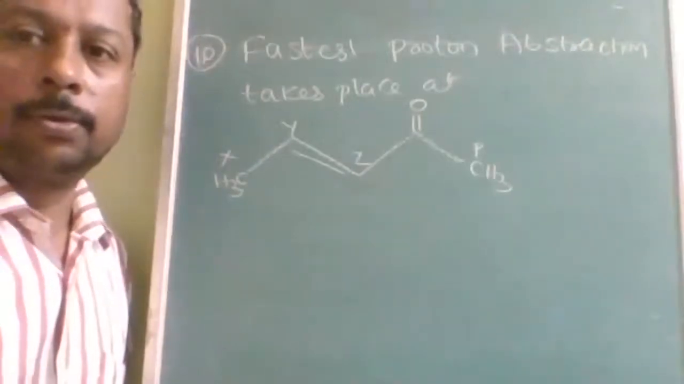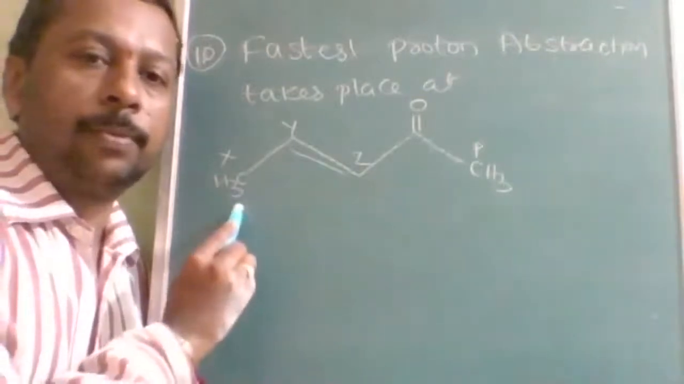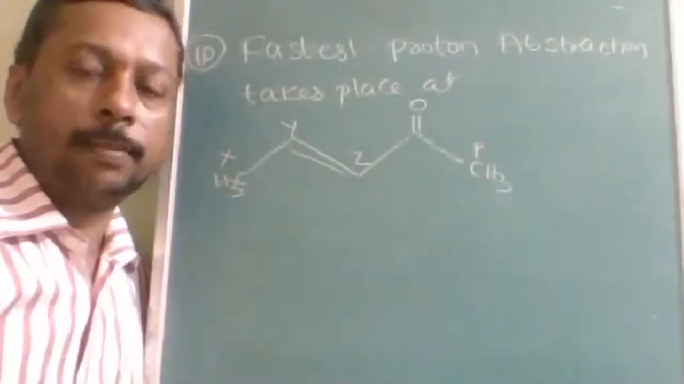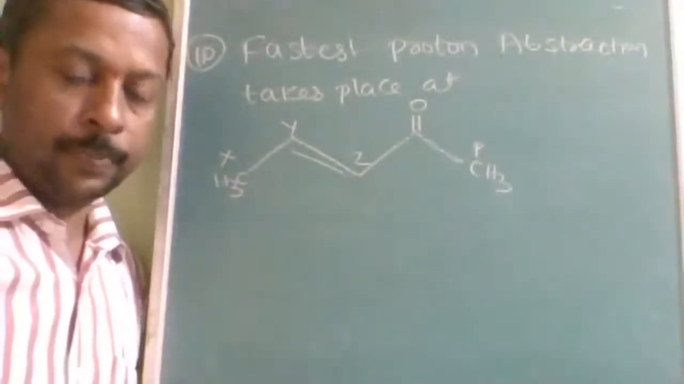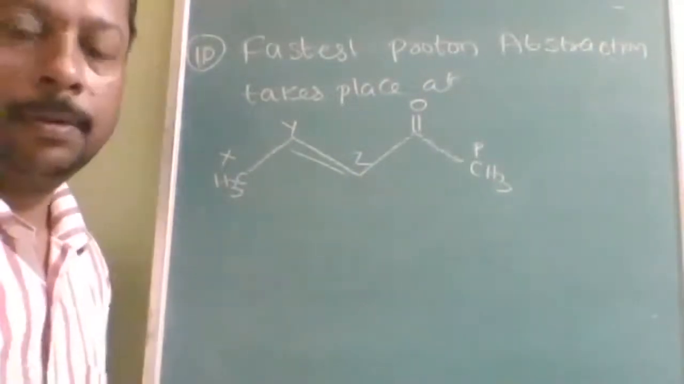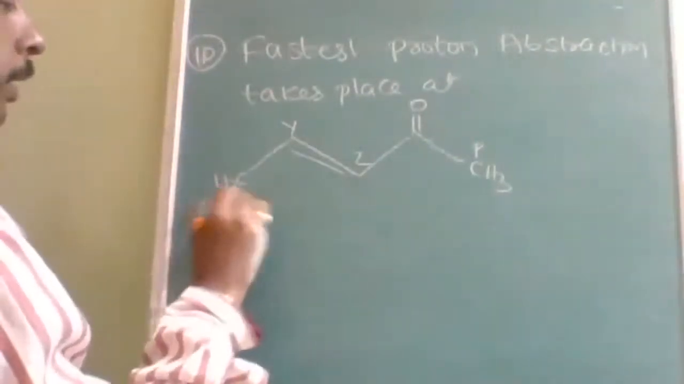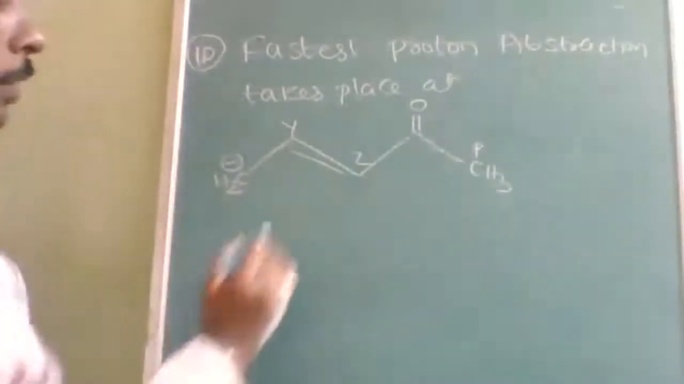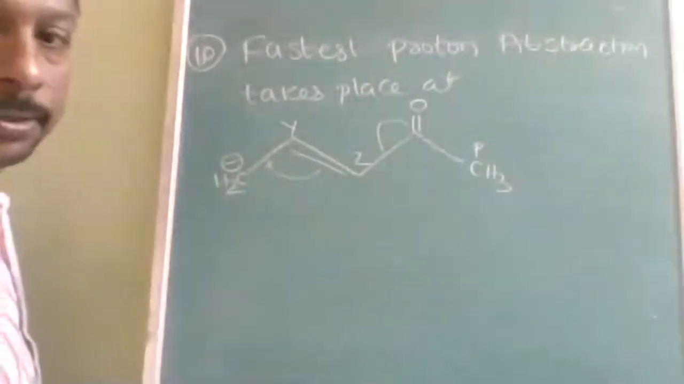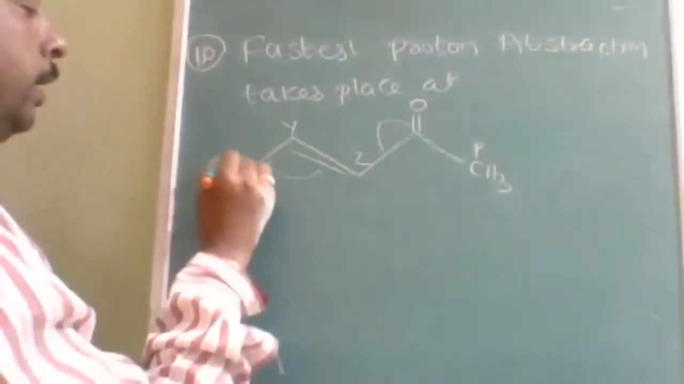Is this question understood? In this question, which proton can be removed fastest? This proton, this proton, this proton, or this proton? Fastest proton abstraction takes place at... Okay, the answer is X. Why? Because see, if I am removing H plus, this will be minus. See, conjugation is already there, one conjugation, two conjugation. The number of conjugations will be improved. That's why this hydrogen will be easily removed.